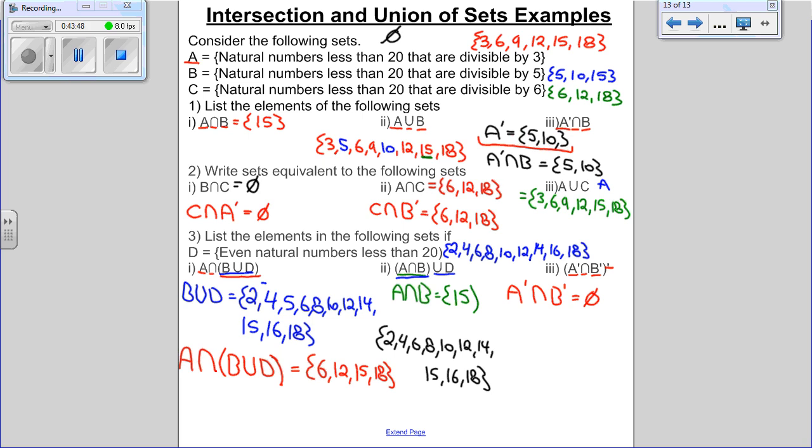So if you were to write out that entire thing, let's start with the even numbers: 2, 3, 4, 6, 8, 9, 10, 12, 14, 15, 16, and 18. Those are all the things that are not in the null set.